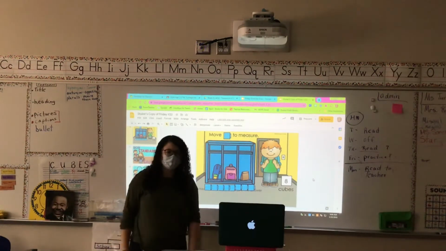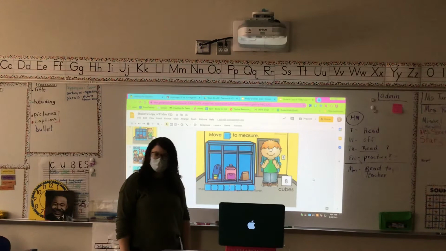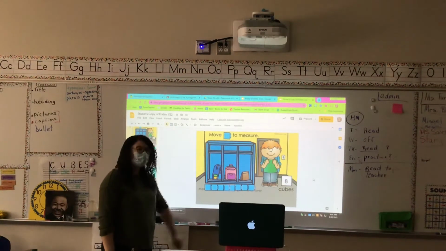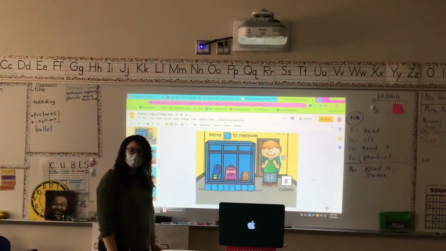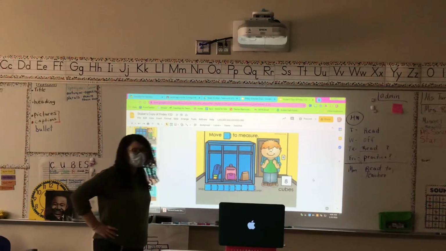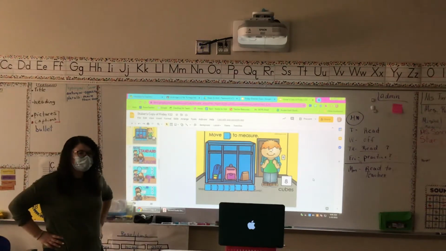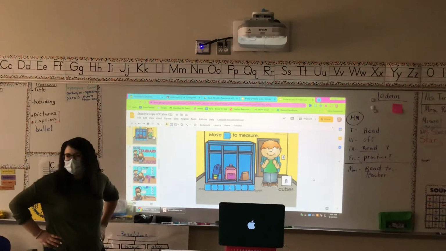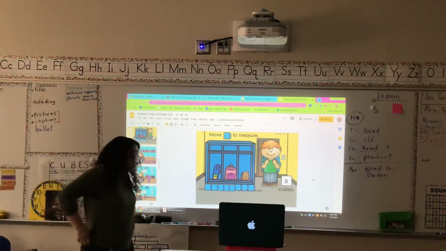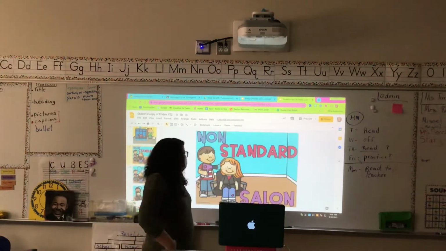Do you guys see any gaps here? Are there any gaps here? No? So did we measure correctly? No? We didn't measure correctly? Why not? There's no gaps. I shouldn't hear you guys talking, guys. Come on. We're almost done. So we took 8 cubes.